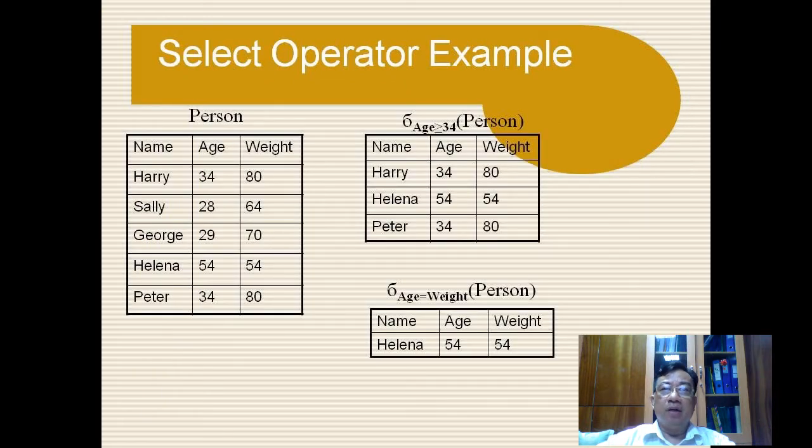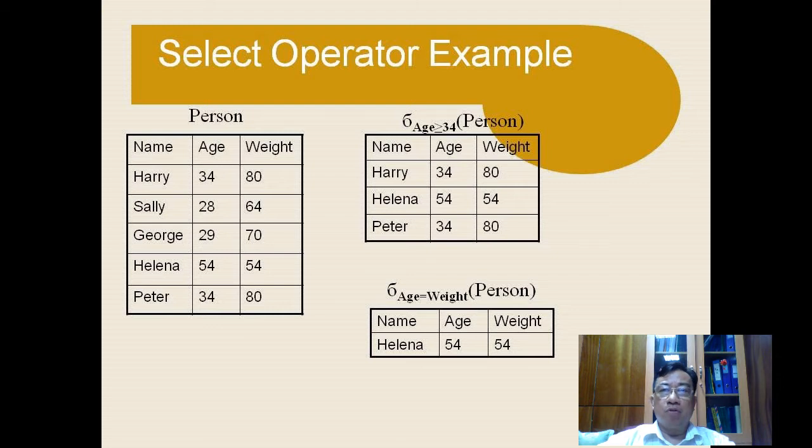Now let me go to an example of the select operator. You have a person relation with three attributes: name, age, weight. In this case, you have 5 tuples, and on the right of the slide you have a select. You select person whose age is greater than or equal to 34, and you have here Harry, Helena, and Peter, the people having age greater than or equal to 34.